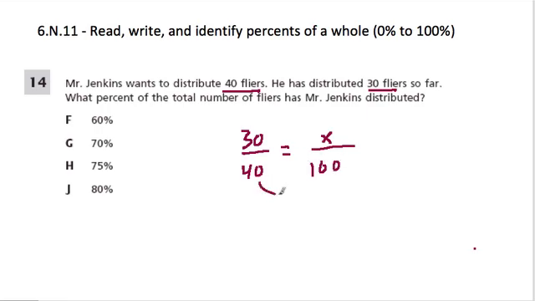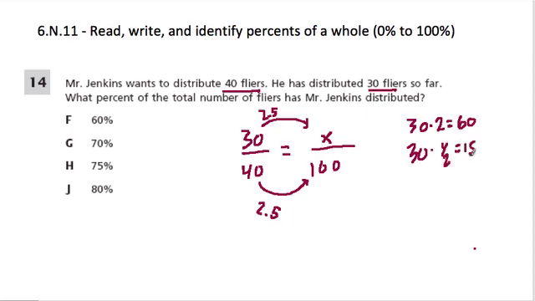Well, I know that 40 does go into 100. How many times? 2.5 times, right? Because 40 times 2 is 80, and then half of 40 is another 20, so that's 100. So 30 times 2.5 should give us our number out of 100. And what's that going to be? Well, 30 times 2 is 60, right? 30 times 2 equals 60, plus 30 times 1/2, which is 15. Add them up and we get 75 out of 100, which is 75%.